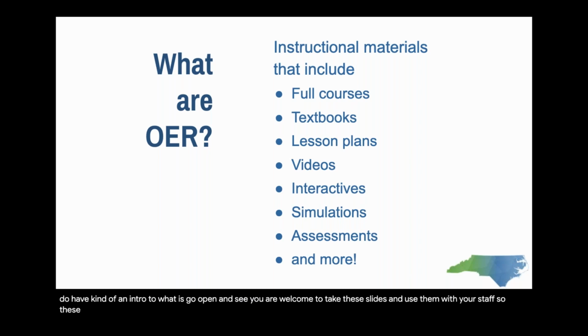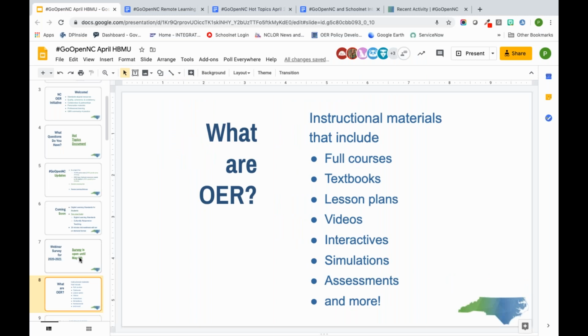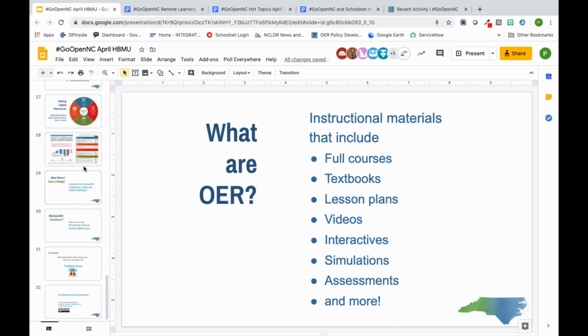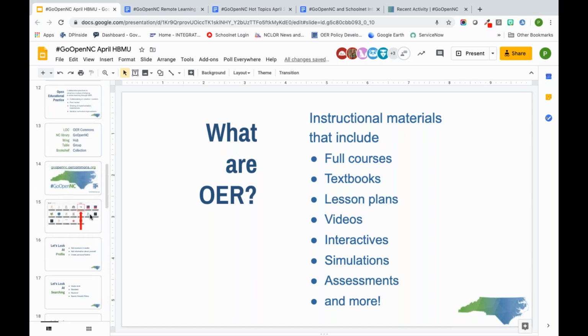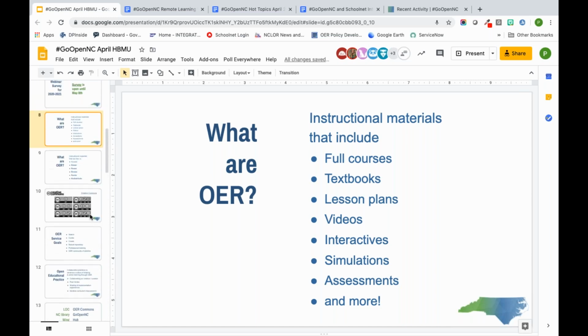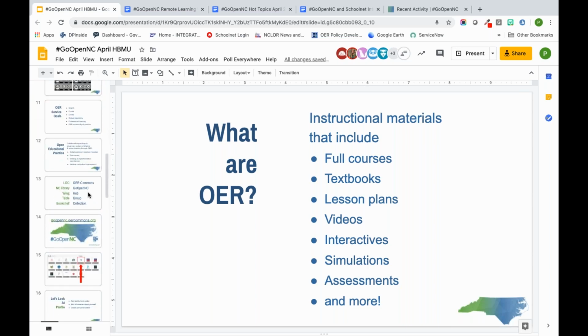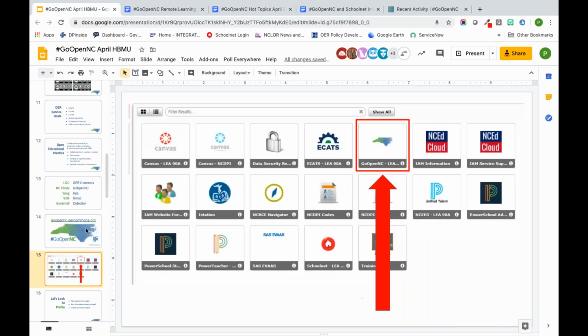So these next slides, slides 8 going down through 30, are all just kind of a Go Open and See basic overview: what is it? What I would like to do is go over about 2 slides, and then I just want to show you the platform. So first of all, how do teachers get to Go Open and See?